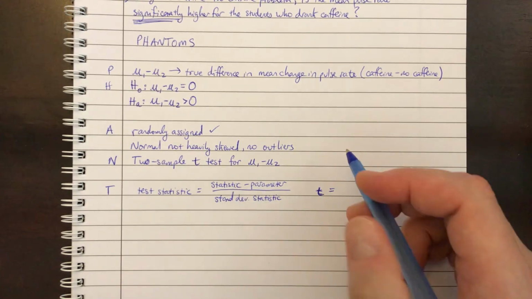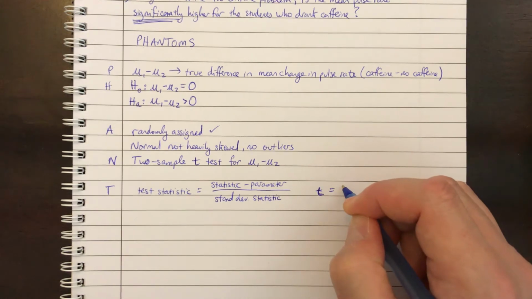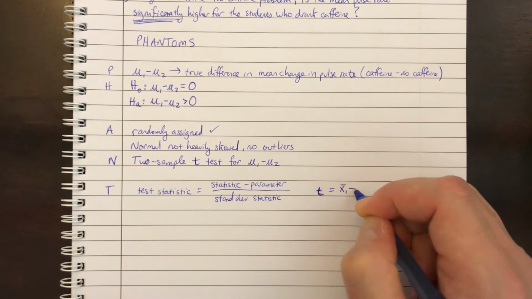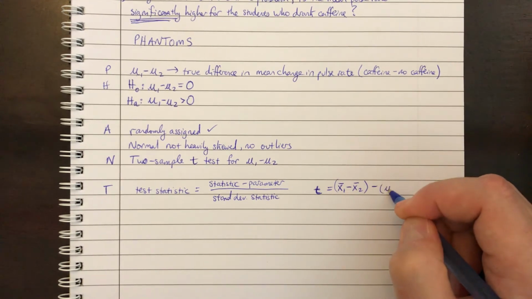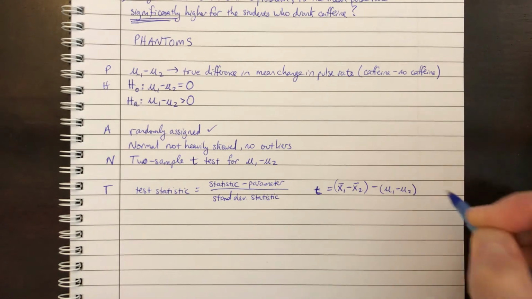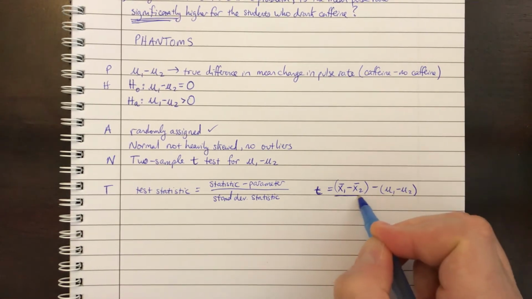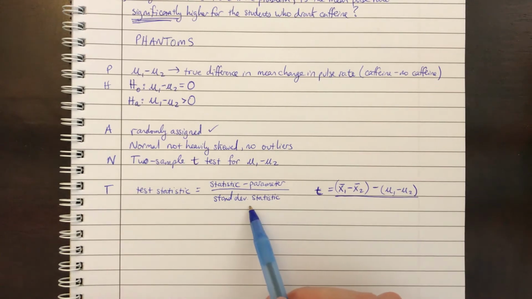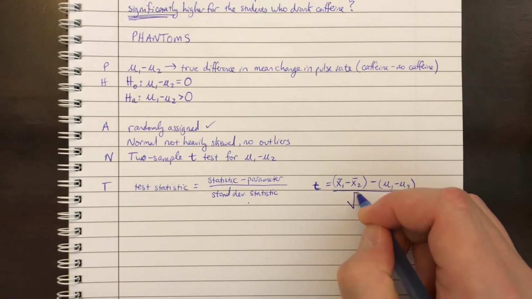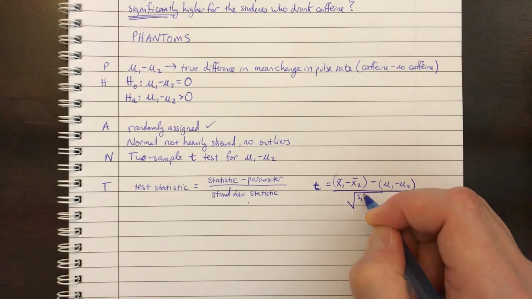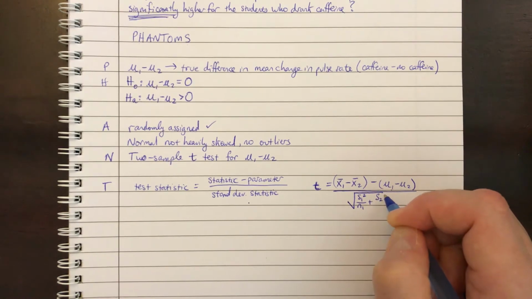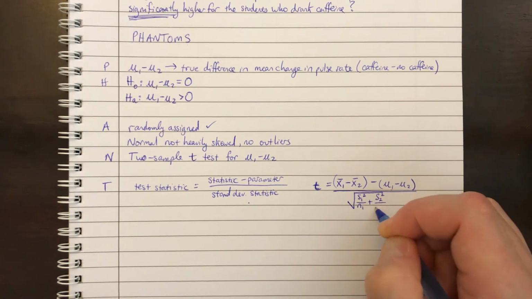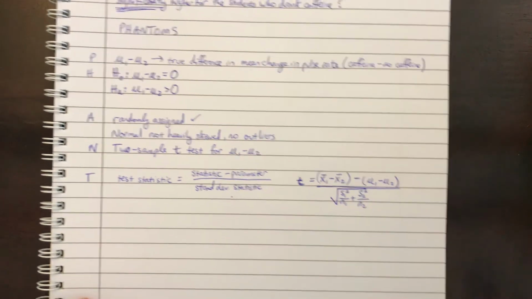T is equal to the statistic, which is going to be the difference in the sample means, so sample mean 1 minus sample mean 2, minus the true population means, mean 1 minus mean 2, over the standard deviation of the statistic. Well, that would be our standard error. We take the sample standard deviation of the first sample squared divided by n1 plus the sample standard deviation of the second sample squared divided by n2.